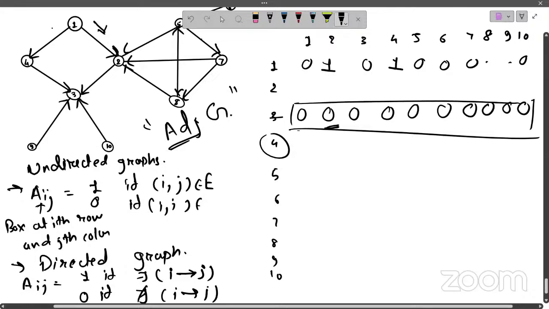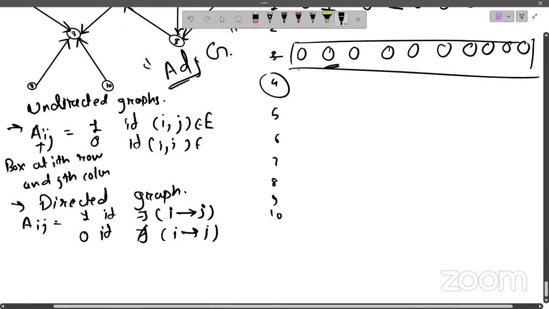So that's the slight difference between the directed graph adjacency matrix and the undirected graph adjacency matrix. Here you just have to take care of these directions. If there is an edge from i to j, then I'll put 1. Otherwise, I'll put 0.